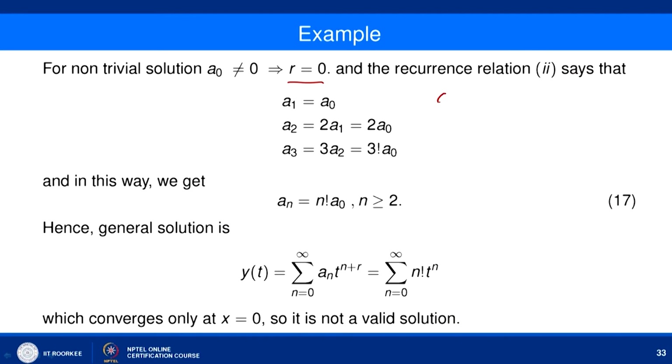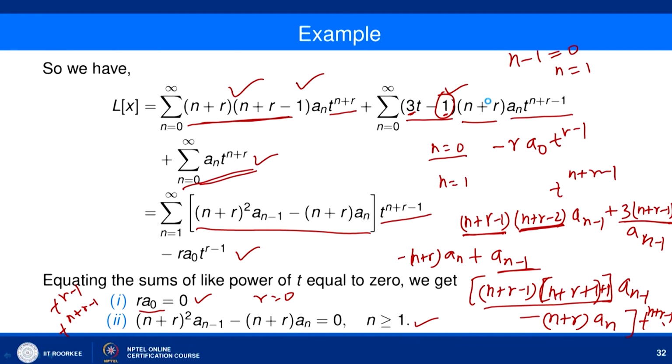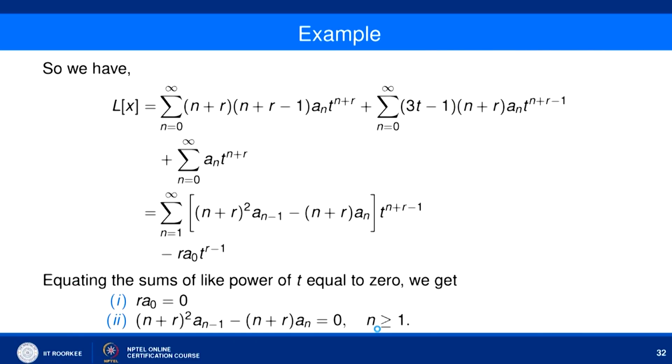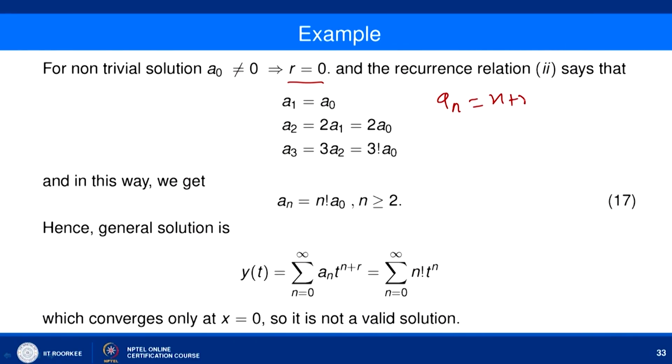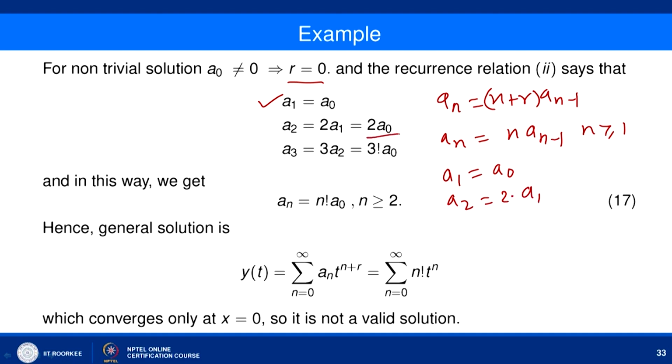So here you have a_n with n plus r, you can cancel out because n is positive and r is 0. So a_n is given as (n plus r) a_{n-1}, and r is equal to 0. So a_n is equal to n a_{n-1}. Since n is greater than or equal to 1, let us start with n equal to 1 itself. So a_1 is equal to a_0, that we have listed here, and using this, a_2 is, for n equal to 2, 2 into a_1. So it is 2 into a_1, that is 2 into a_0.